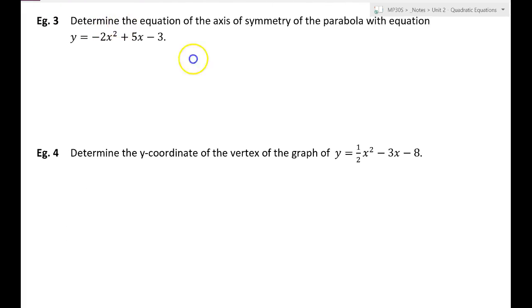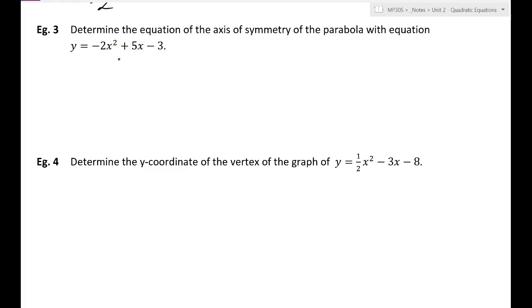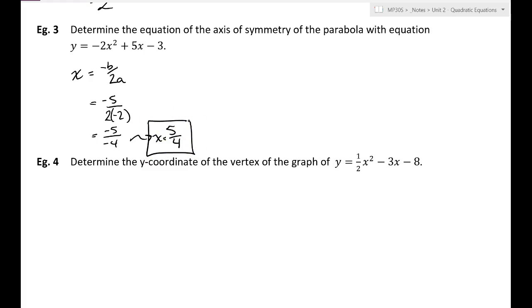3, determine the axis of symmetry of this guy. So option 1 is we can use our negative b over 2a, or we could try and factor this out and see if we could come up with an answer that way. Either way would totally work. Because we're talking about axis of symmetry though, we're still talking about that x value, I'm still going to stick with this x equals negative b over 2a, because I'm not even going to have to solve for y here. So I can plug in negative 5 over 2 times negative 2, which is negative 5 over negative 4. That simplifies to 5 over 4, and that is my x value of my vertex, and therefore it's also my axis of symmetry equation.